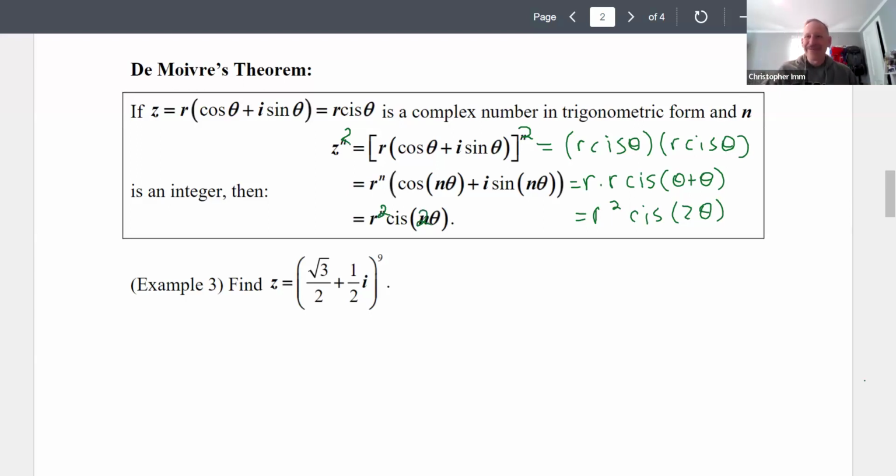And you can imagine if we did that with the third power, we would just multiply three of those together. So our power would be three and our angle would be three theta, then fourth power, et cetera. Well, what about the ninth power of this? So we're going to find the ninth power of square root of 3 over 2 plus 1 half i. This theorem really helps us out here. It really does us a solid because we would have to multiply that together nine times. There would be nine distributions there, and that would be a nightmare. So this theorem is really powerful. Let's do a new share and see how this works out.